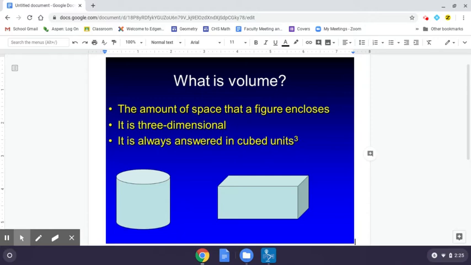It's measured in cubic units, which is really important. Area and surface area are square units. Volume is cubic because it's three dimensional and we want to know what's filling it up. So, that's what volume is.